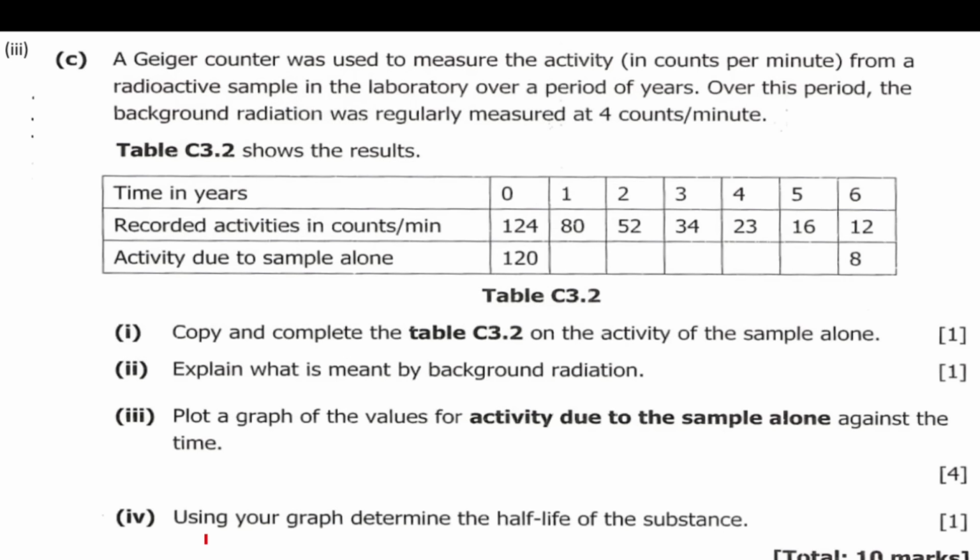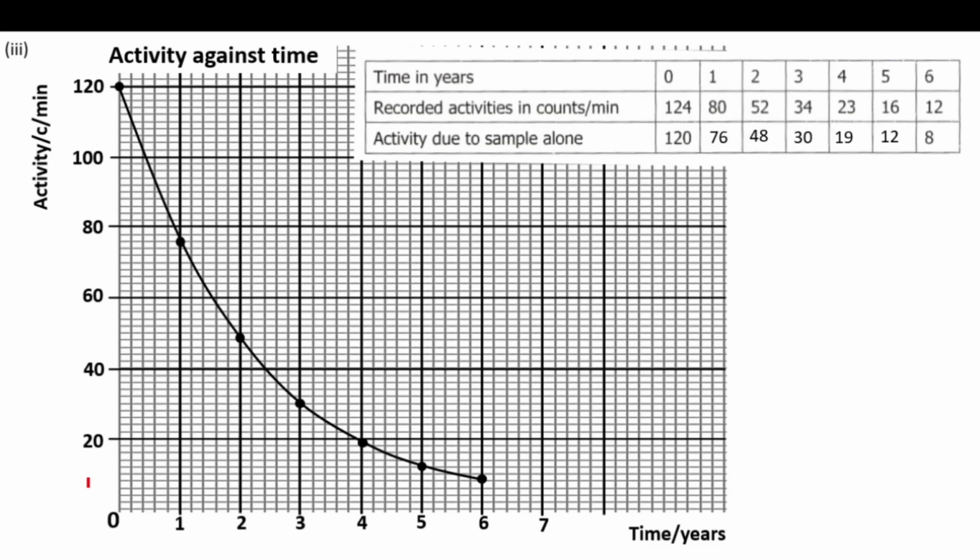Then lastly, they're saying, using your graph, determine the half-life of the substance. So what we are going to do is to divide this amount by half, the activity, which will give us 60, and draw a line from here. When it touches the curve, we go down and read the time. So here it is 1.2, 1.4, and in between it is 1.5. So now the half-life is 1.5 years, since time is in years.